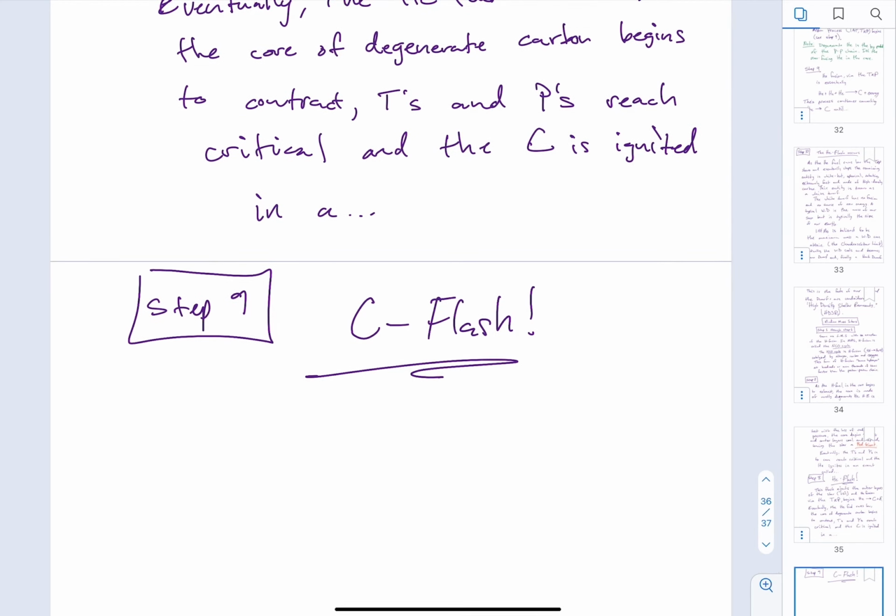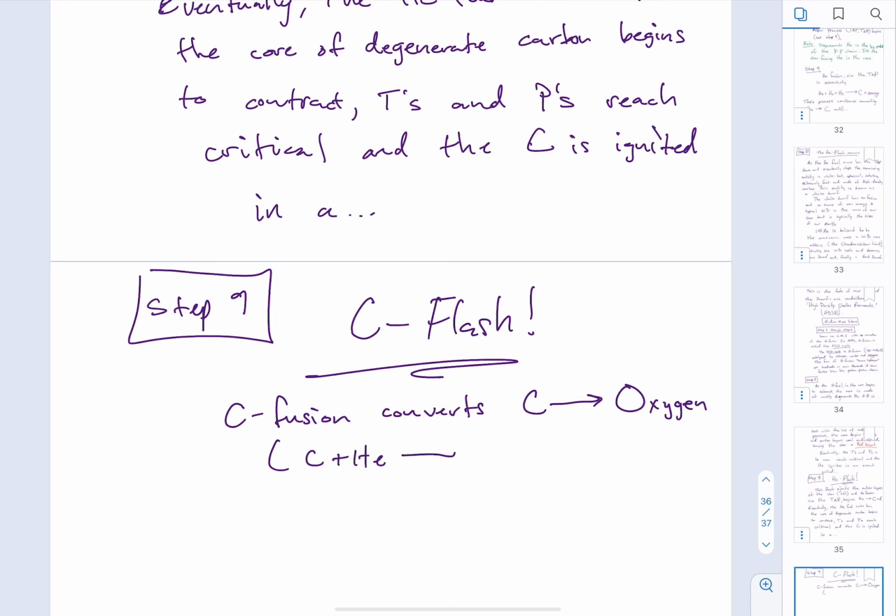And so this is going to get a little repetitive, so I'll probably shorten how I describe it, but basically the carbon flash tells us that carbon fusion will begin in the core of our star. Carbon fusion converts carbon into oxygen. And actually, we could note that it looks something like carbon plus helium to give us oxygen plus energy.